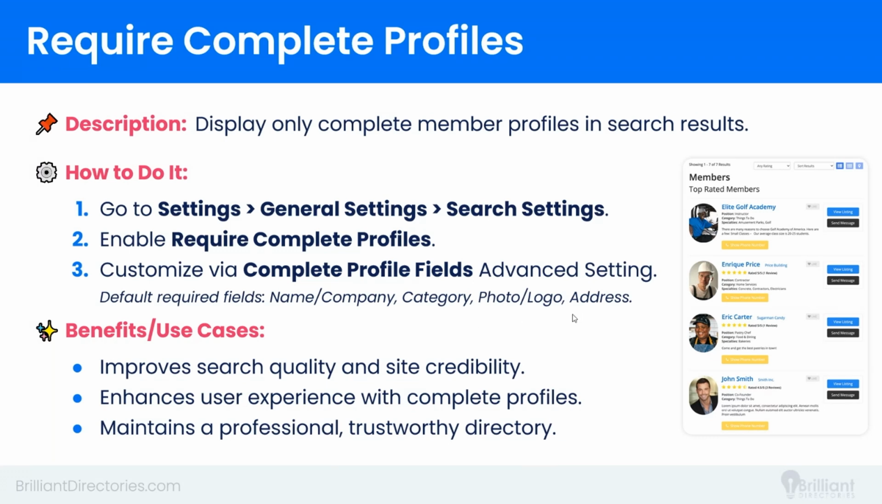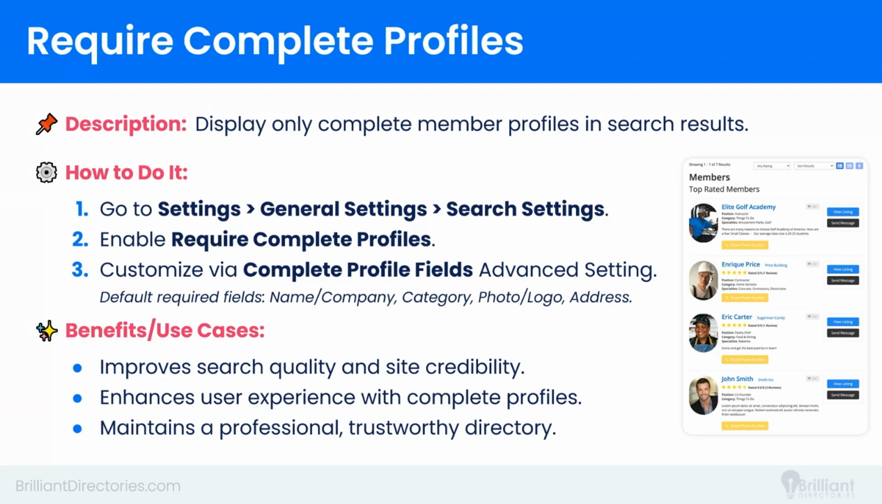So those are the default required fields in order for the listings to be displayed in search results, but you can customize which of those fields are required through an advanced setting called complete profile field. So there's just one on-off toggle, and then if you want to tweak it a little bit, you can go check out that advanced setting. But that's really all there is to this specific feature here. Yeah, this is a great slide for covering this.